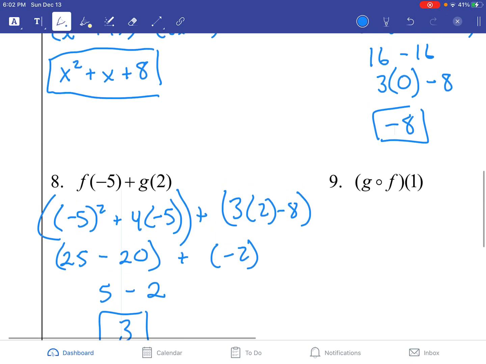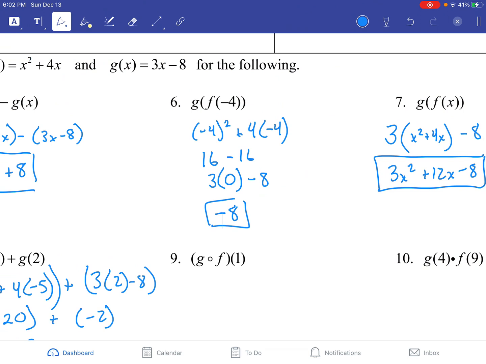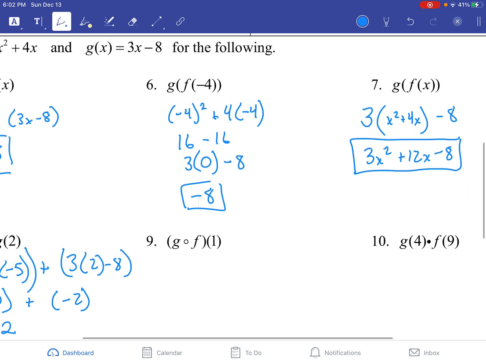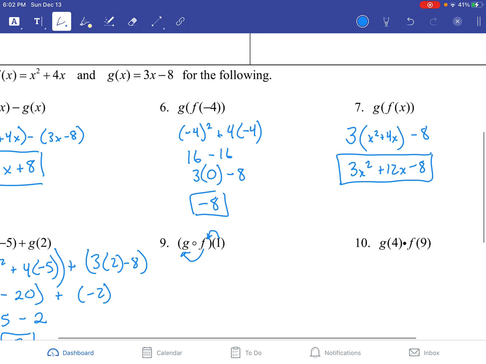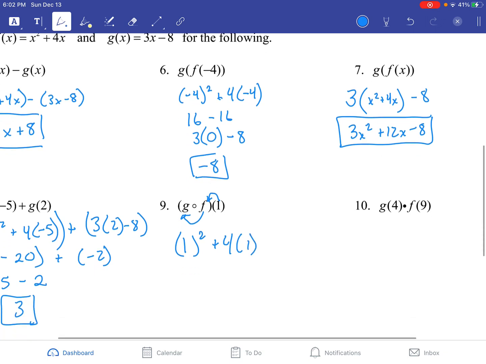Okay, number 9. This is saying the same kind of thing that number 6 right above it is saying. It's g of f of 1. Okay, it's just a different way to write it. You're putting 1 into the f function, and once you find out what that is, you're putting that into the g function. So we're going to put 1 in first. So we're going to get 1 squared plus 4 times 1.